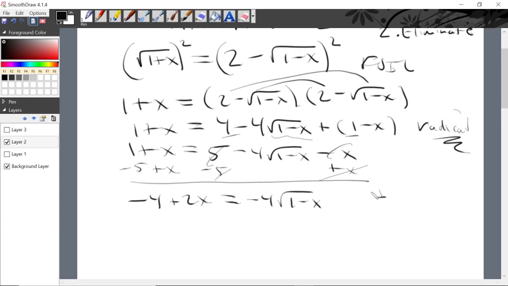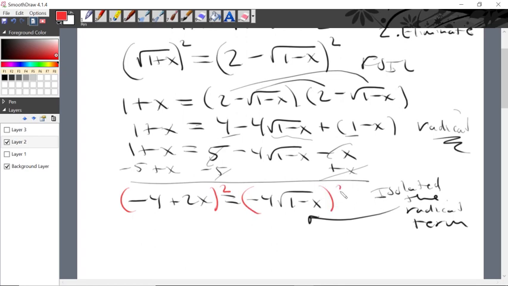We have isolated the radical term at this point on this side of the equation. So now we can eliminate it by squaring both sides. Okay, so I'm going to square this side and I'm going to square this side as well.